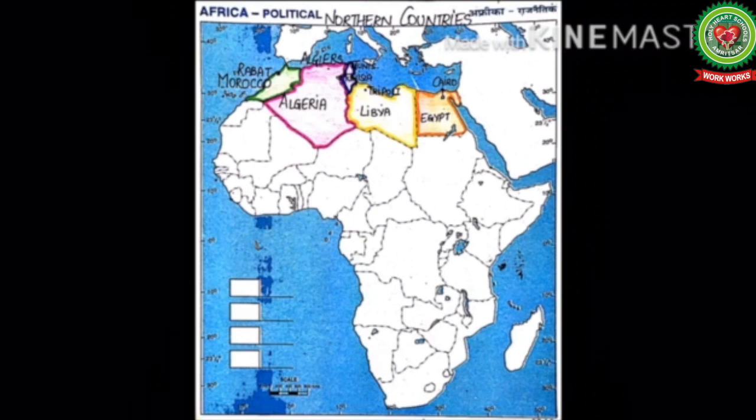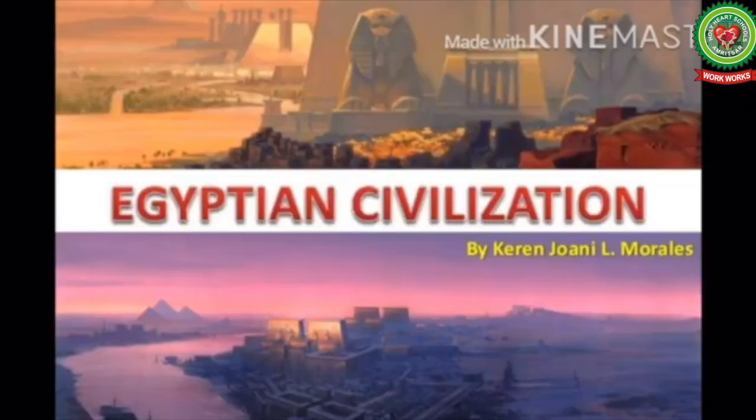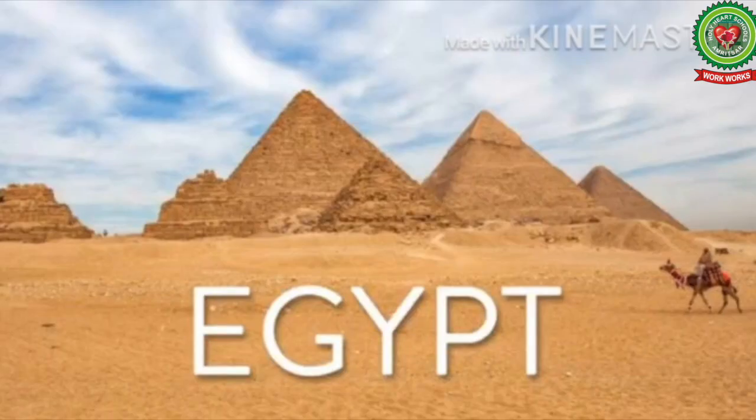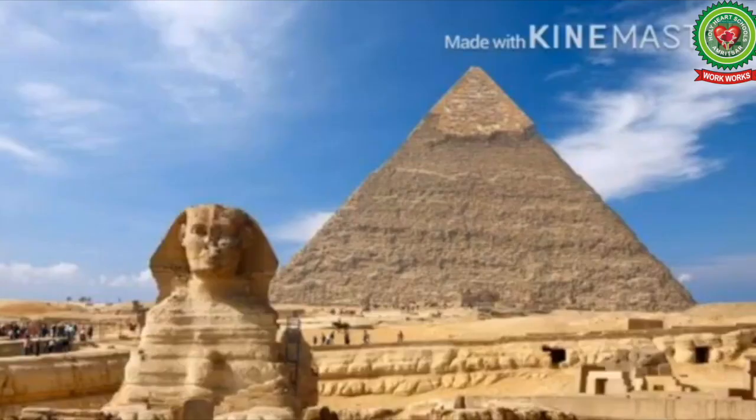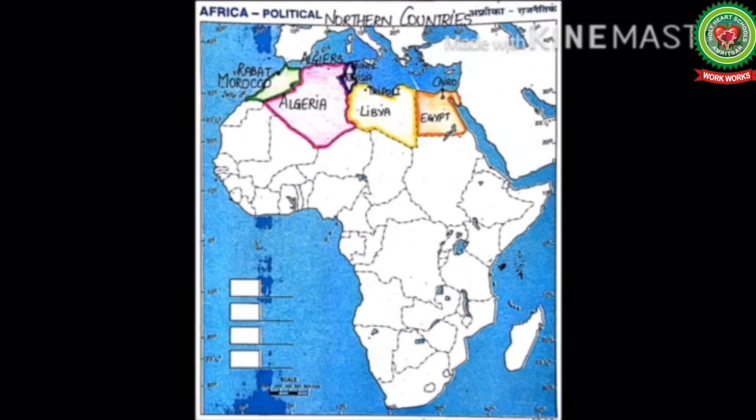And the next country is Egypt. Its capital is Cairo. It is famous for the ancient civilization, that is Egyptian civilization that flourished along the river Nile. Egypt is also famous for the monuments including the Giza Pyramid and the Great Sphinx. So students, these were the 5 countries in the northern Africa.